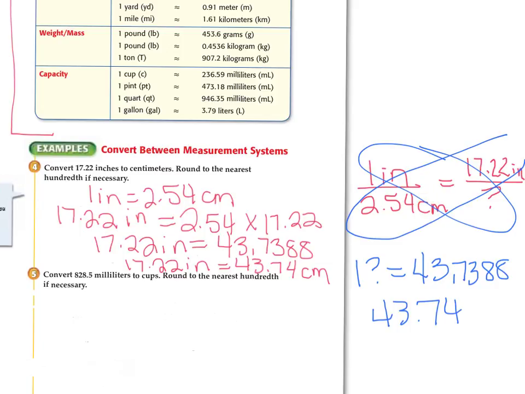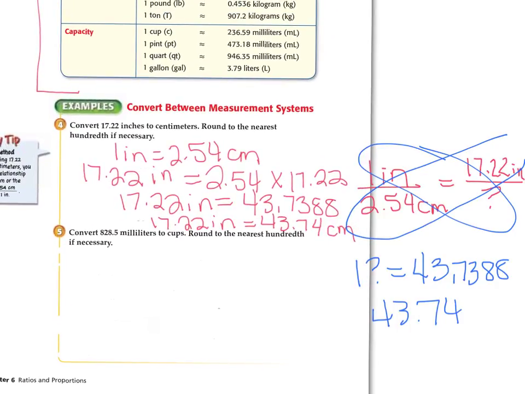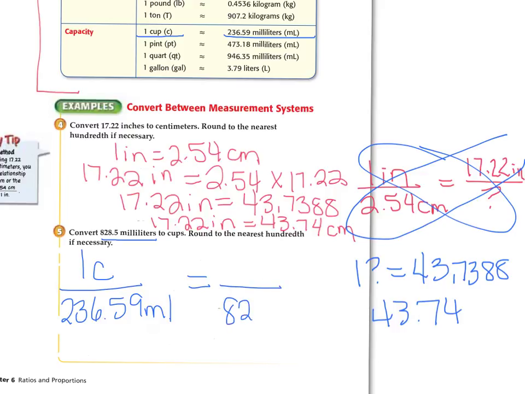So let's do the next one that way. Convert 828.5 milliliters to cups. So we need to look at our relationship up here. 1 cup is this many milliliters. So let's set up our proportion. 1 cup equals 236.59 milliliters, and then set up our problem. We're given milliliters, so that will go on the bottom. 828.5 milliliters, and we don't know how many cups that is. So we would do our cross products here.